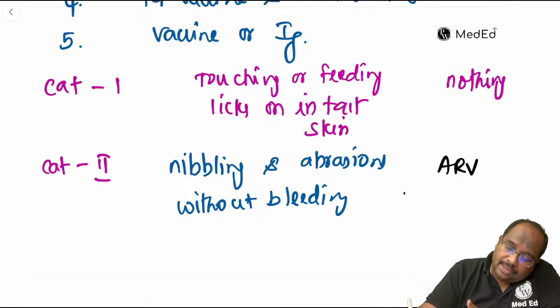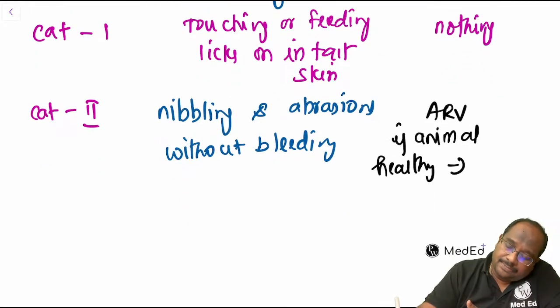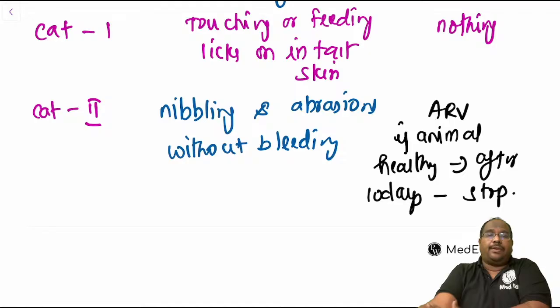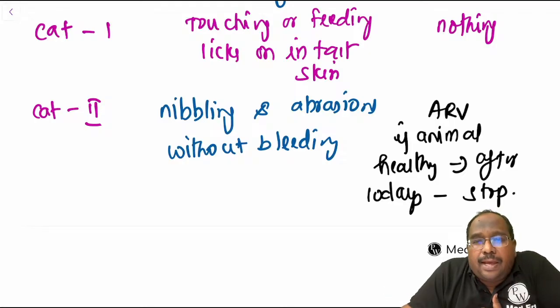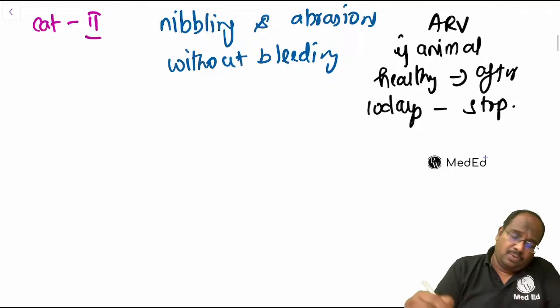ARV. If the animal is healthy after 10 days, then stop. Good, you're answering nicely. Now, ARV, if the animal is healthy after 10 days, means stop it. This is category 2.